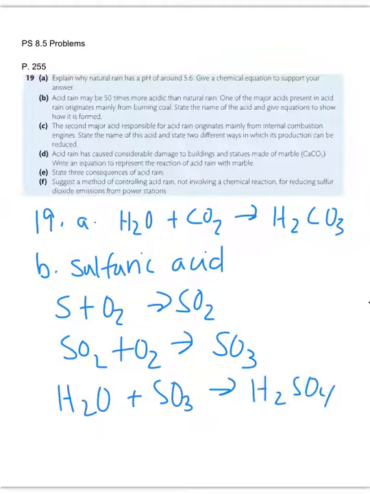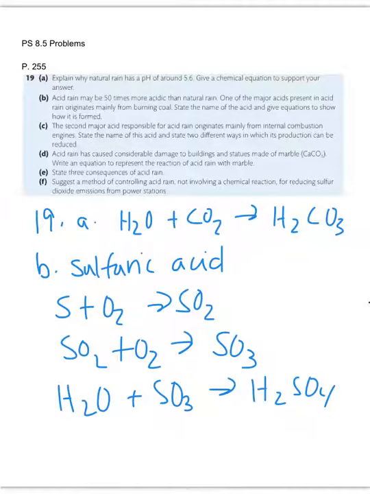The SO2 can also combine with water to form H2SO3, but that isn't as damaging because it's not as strong an acid as sulfuric acid is. Part C, the second major acid responsible for acid rain, originates mainly from internal combustion engines. State the name of this acid and state two different ways in which its production can be reduced.